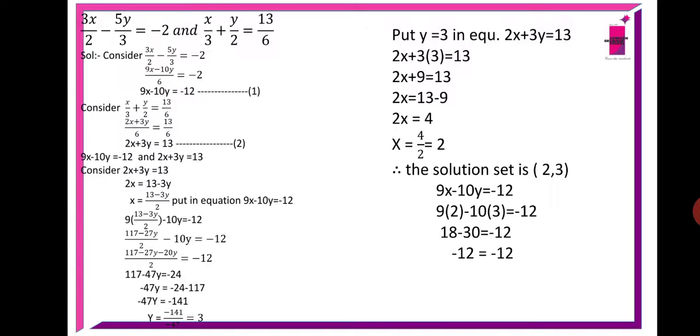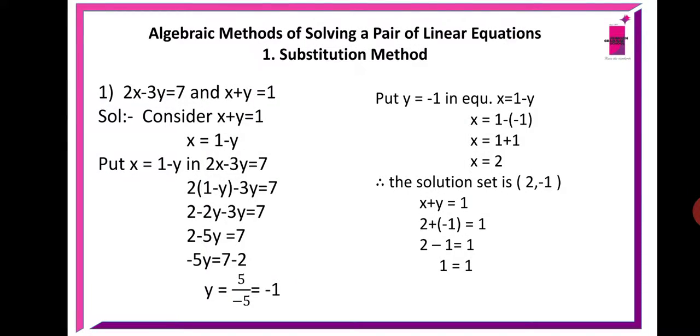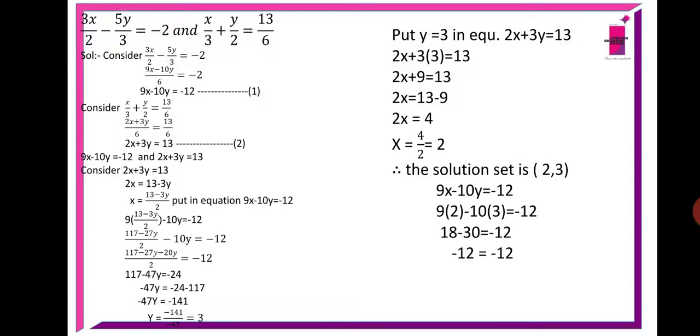Similarly, one more example we have taken: 3x/2 - 5y/3 = -2 and x/3 + y/2 = 13/6. Here we are going to simplify the equations without any fraction. So the first equation can be multiplied with 6. You can see, if I multiply the first equation with 6, I will get 9x - 10y = -12.